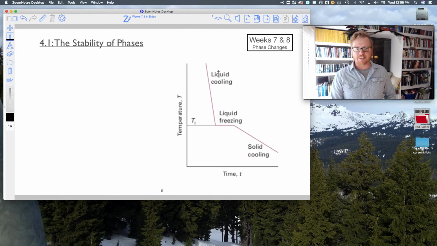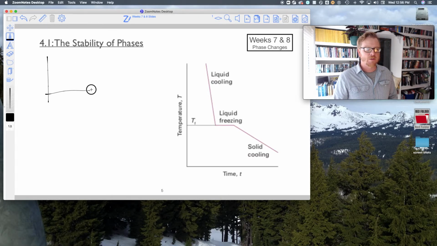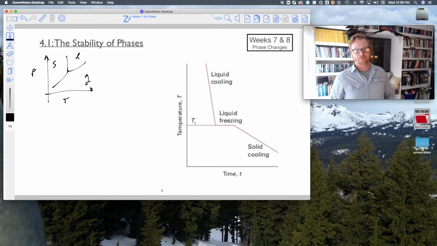So we recognize here, let me draw a phase diagram really quick, okay? I'm just kind of drawing a fictitious one, so something like that, P versus T, and maybe this is my solid area, my liquid area, and my gas area, okay?